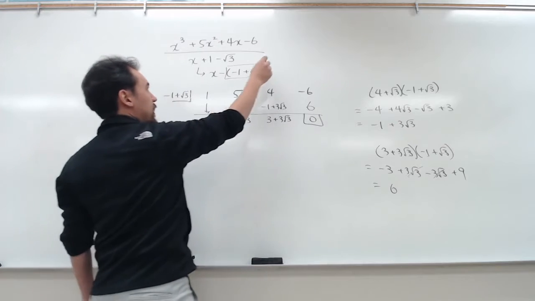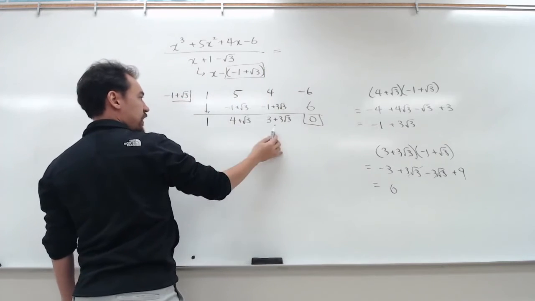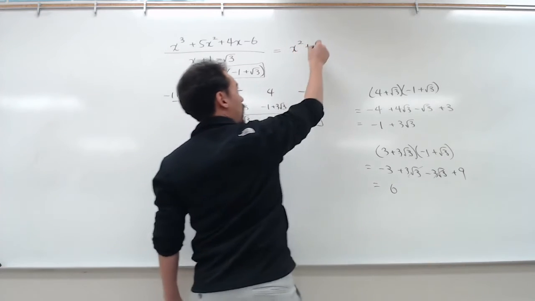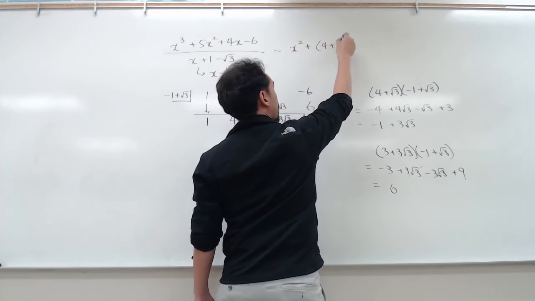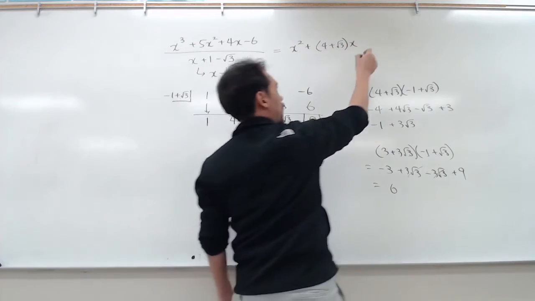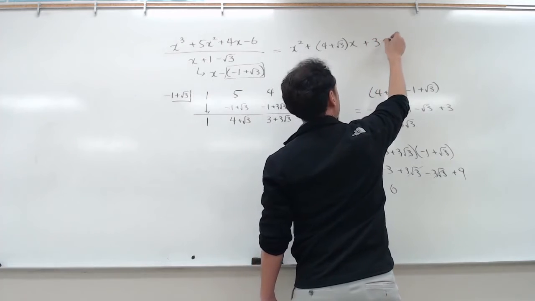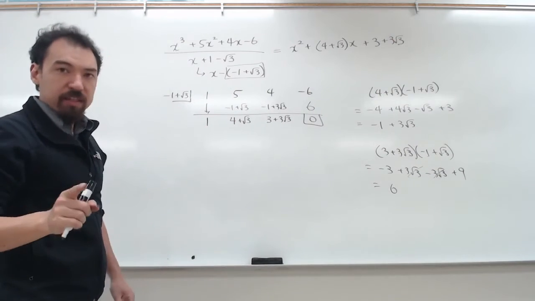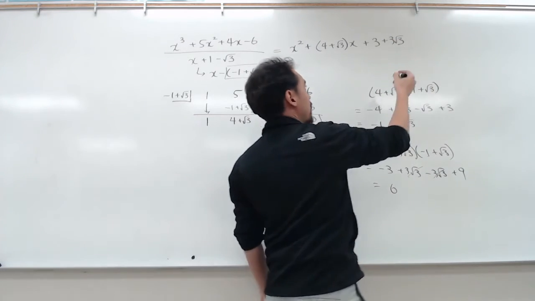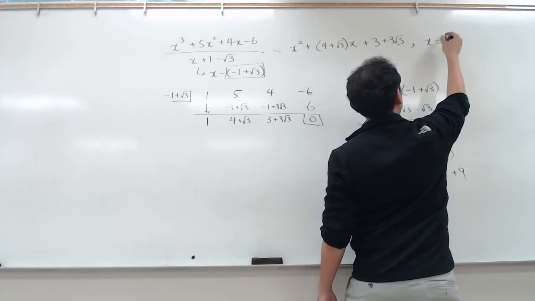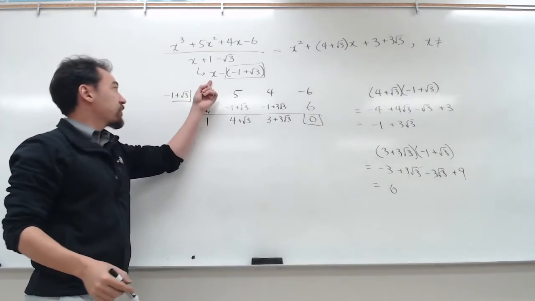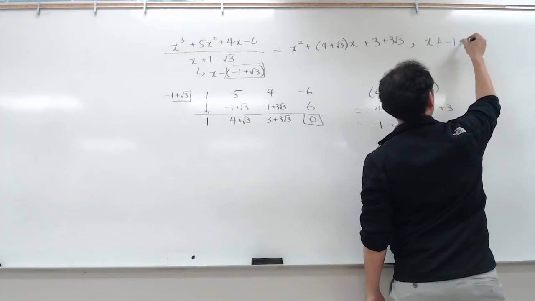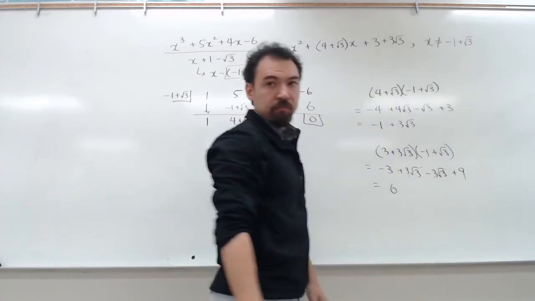So we could write this expression as, in the quotient, that's constant x and x squared. So this is 1x squared plus 4 plus square root of 3 x, and then this is the constant plus 3 plus 3 root 3. And there's no remainder, so there's no last term. But remember, this means that technically we have to add the condition that x cannot equal the number that would make the denominator 0, which means x cannot equal this negative 1 plus root 3. There we have it.